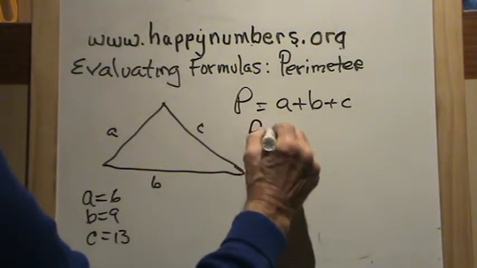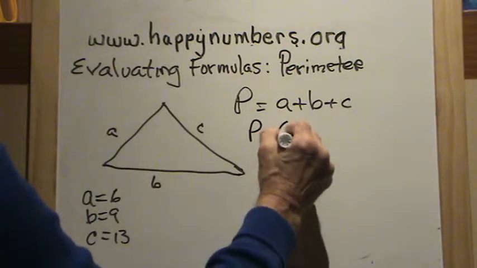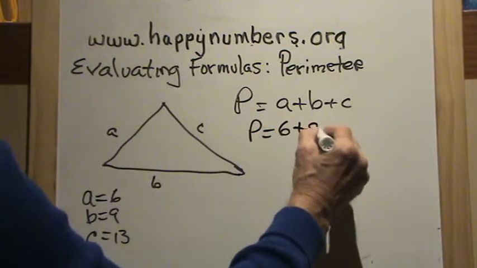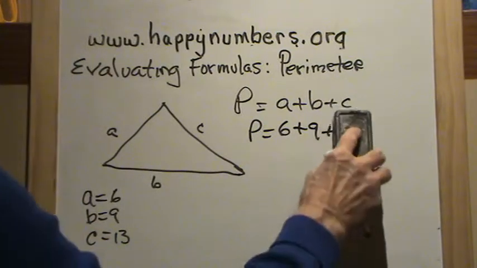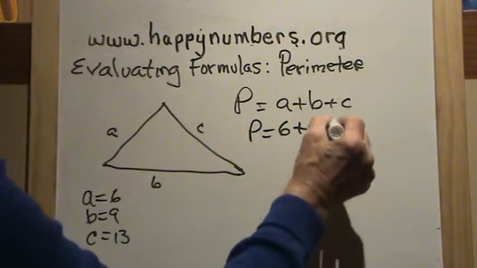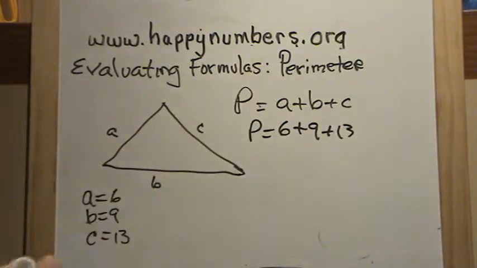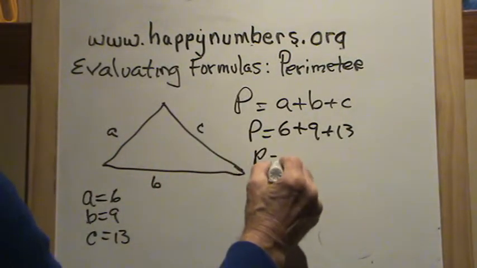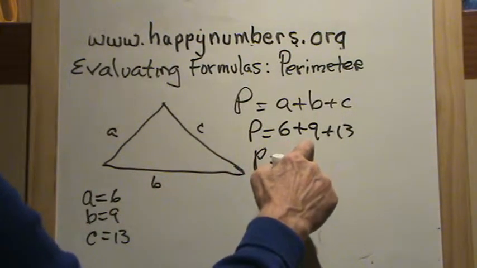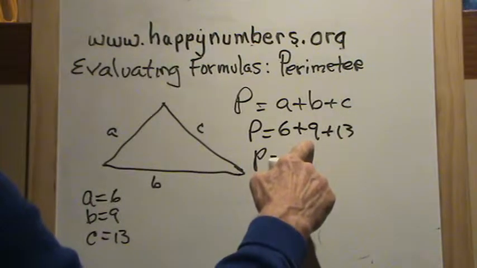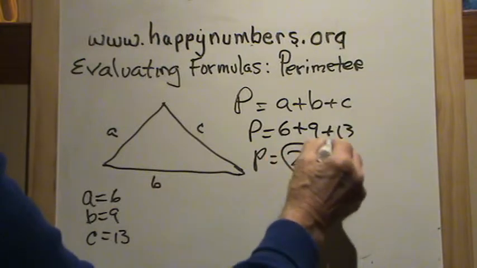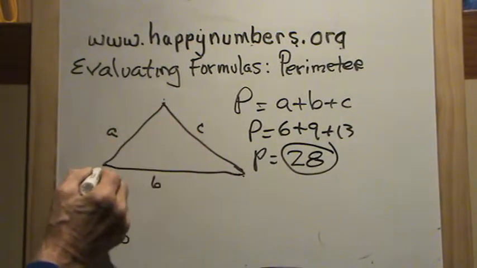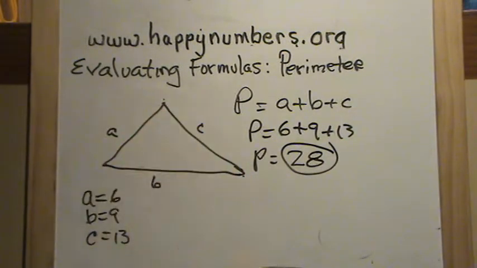Well, perimeter is equal to, we just substitute 6 plus 9 plus 13. Perimeter is equal to 6 plus 9 is 15. 15 and 13 is 28. So the distance around this triangle is 28.